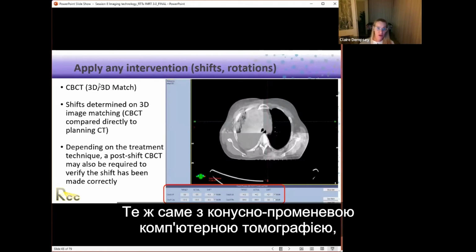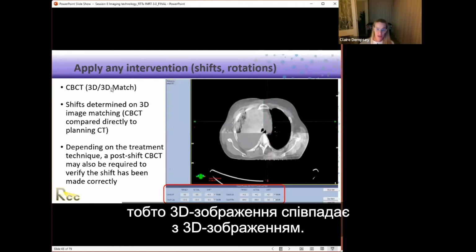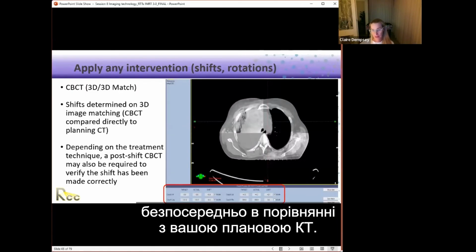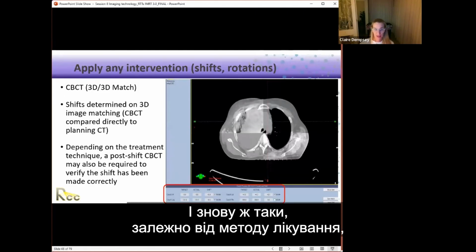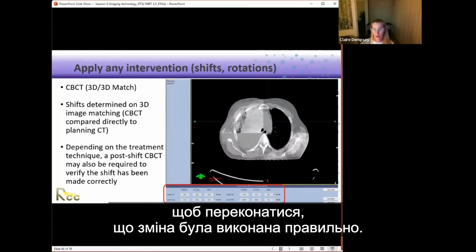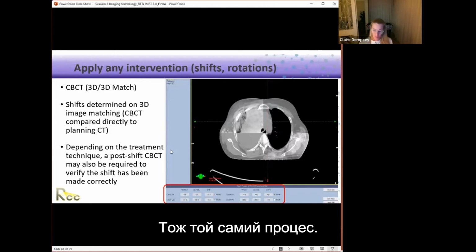The same thing with a cone beam CT, so a 3D to 3D match. So the shifts are then determined on 3D image matching directly compared to your planning CT. And again, depending on the treatment technique, you might take a post-shift cone beam CT as well to verify that the shift has been made correctly. So same process.